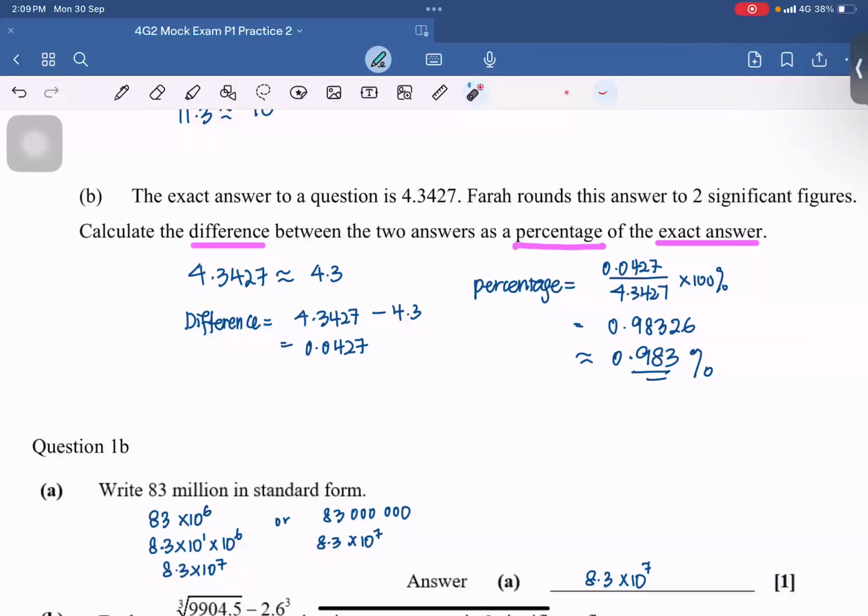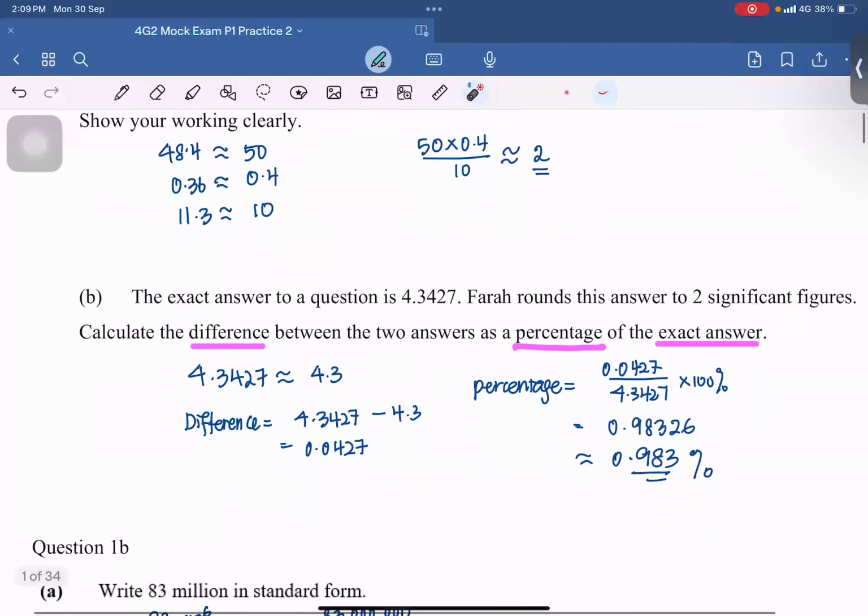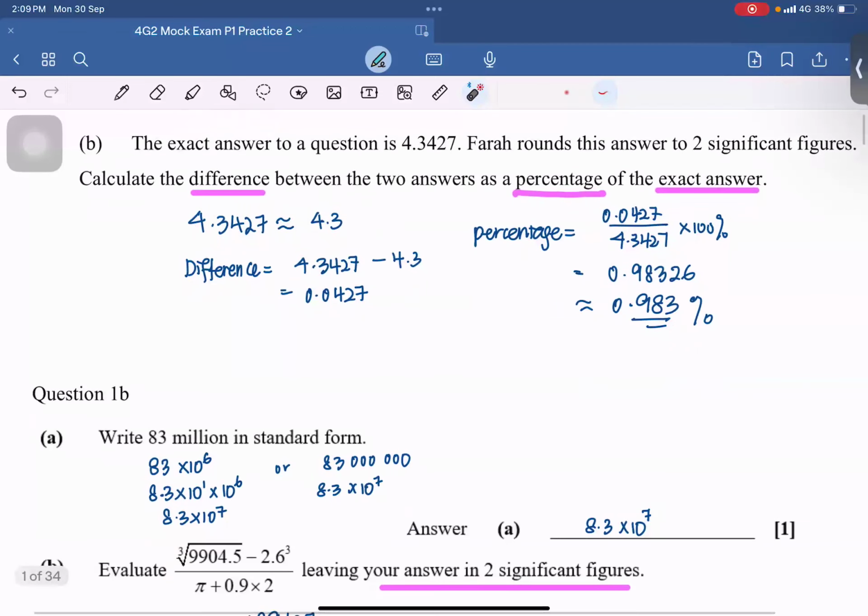In this case, my percentage is such a small number and the number is not exact, so I round off to 3 significant figures. When the answer is not exact, round off to 3 significant figures. So these are the main two concepts for these two types of question.